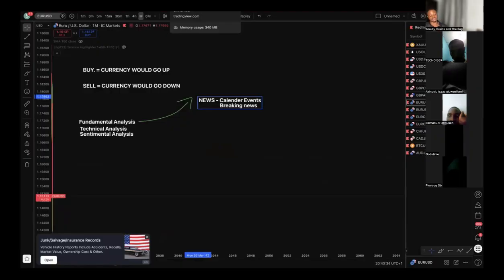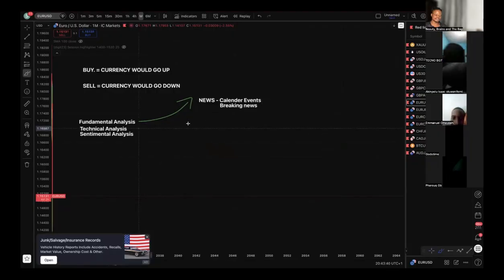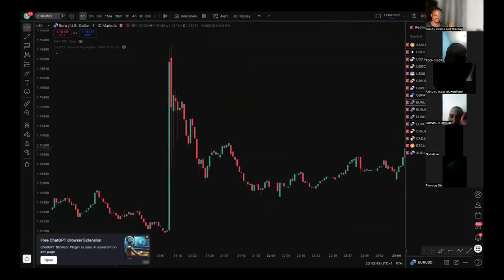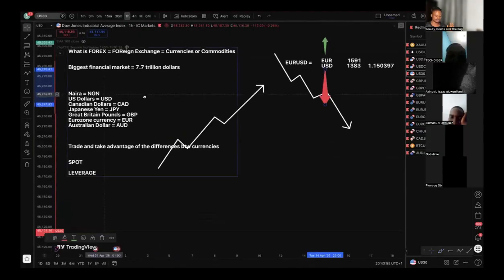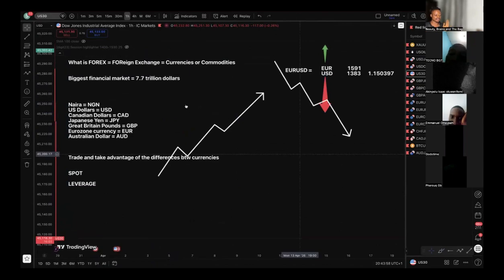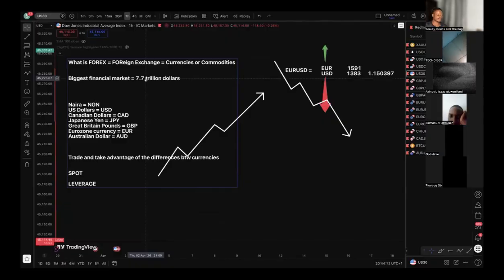The second type of analysis is technical analysis. Technical analysis is basically forex traders saying the market is going to go up or the market is going to go down. Remember, I told you $7.7 trillion is traded in the forex market every single day. This is what they call volatility. If all the traders come out and say they all want to enter buy right now on Euro USD, it will make the value go up because they are putting lots of money inside.